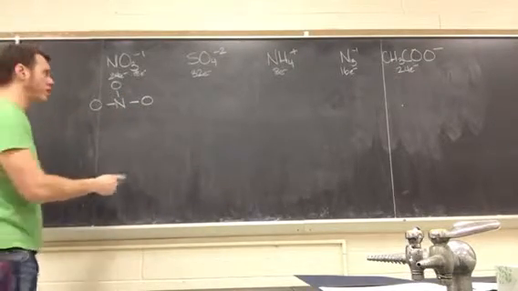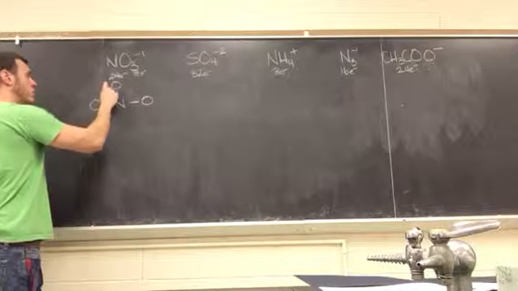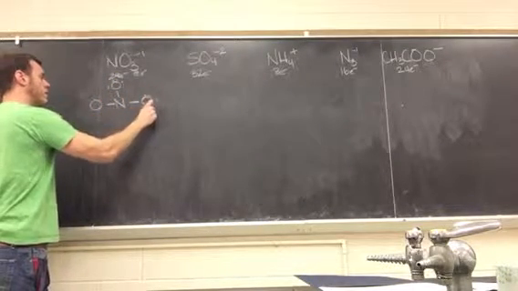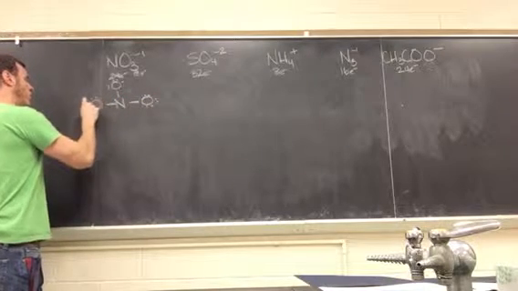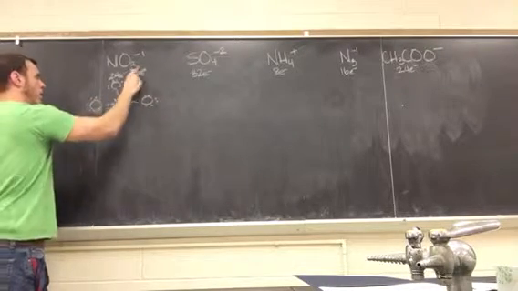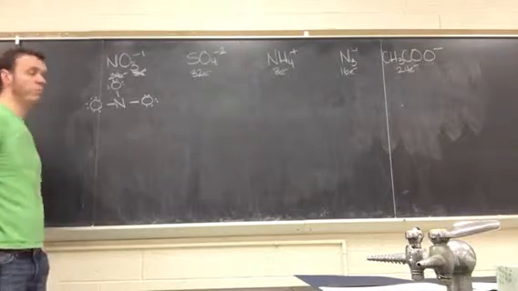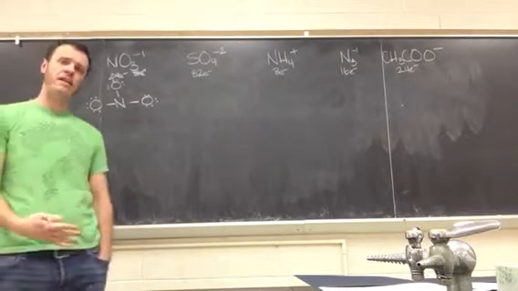So let's fulfill the octet rule for all the oxygens. Here we go. Excellent. Okay, there, I've used up all my electrons. But if you look at it, you notice there's a little problem with nitrogen here. It's not fulfilling the octet rule.